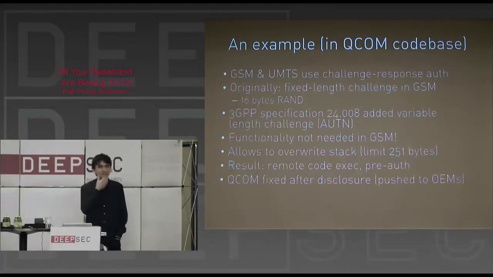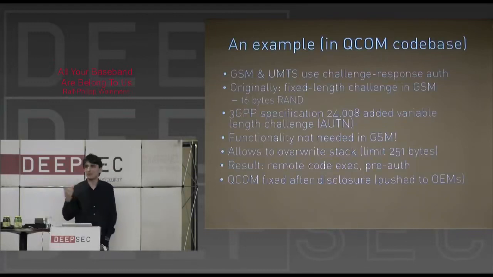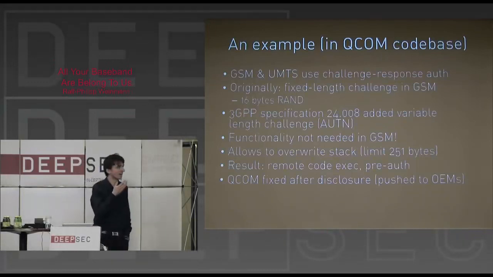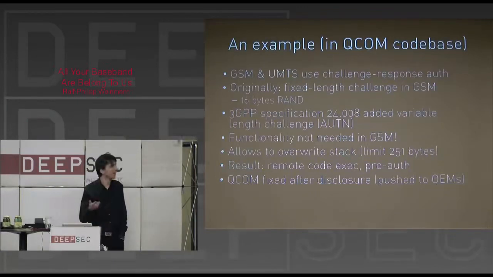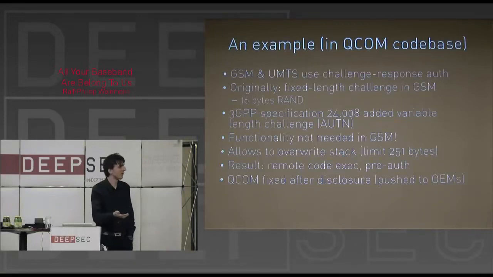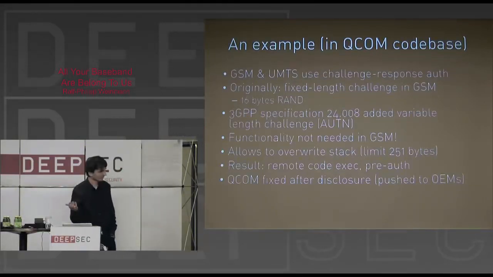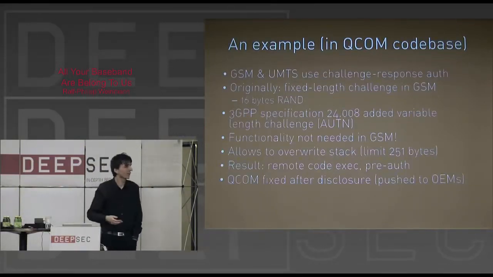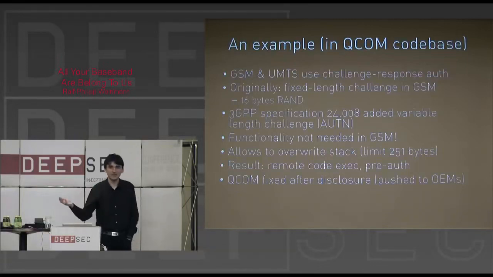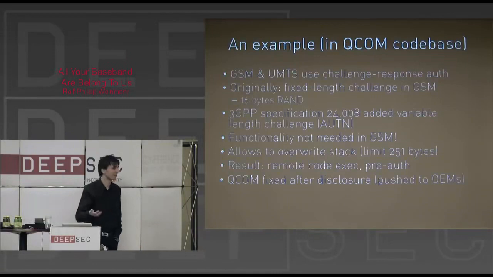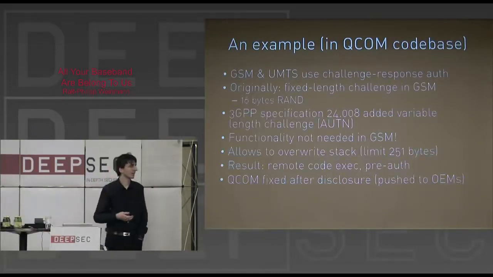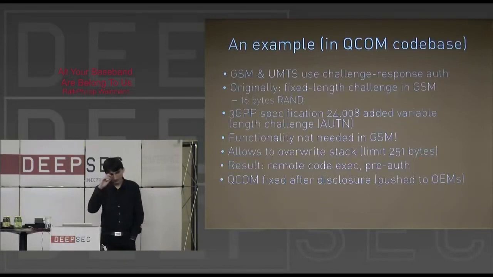So there's another example in the Qualcomm code base, which is of a similar quality. Again, a length field for a fixed-length thing, namely a challenge-response authentication used in UMTS. This is called the AUTN challenge, not the RAND that you know from GSM, but a new thing, and it is always 128 bits. Again, there's a length field, and on the Qualcomm stacks, this allows you to overwrite the stack. And this is actually easier to exploit than the bug in the Infineon stacks.